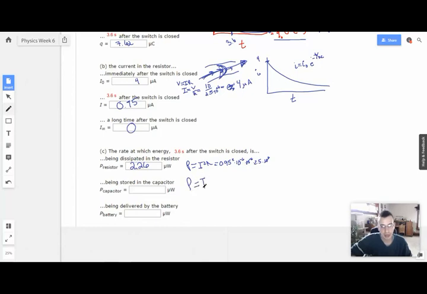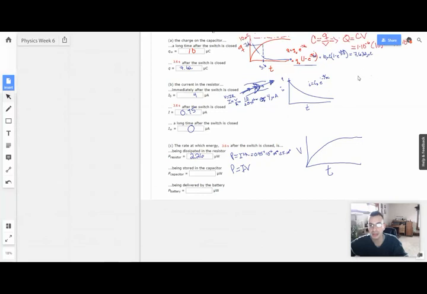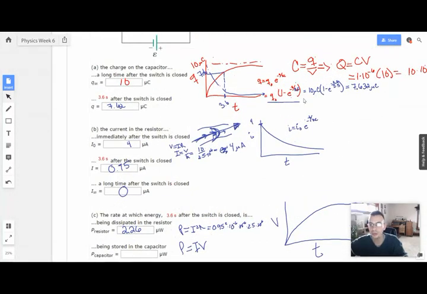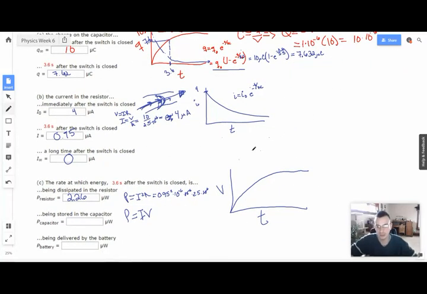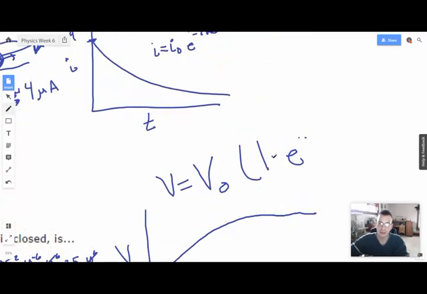So power equals IV. Now the voltage for a capacitor over time is going to change. Initially it acts as a short, and then eventually it's going to act as an open. So the voltage of a capacitor is going to climb like so. We're going to use the same equation that we used earlier with the 1 minus involved: V equals V naught times 1 minus E to the negative T over RC.